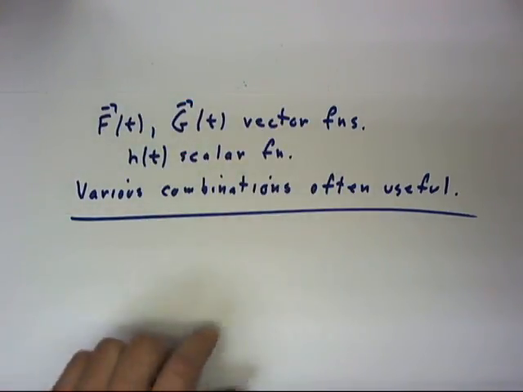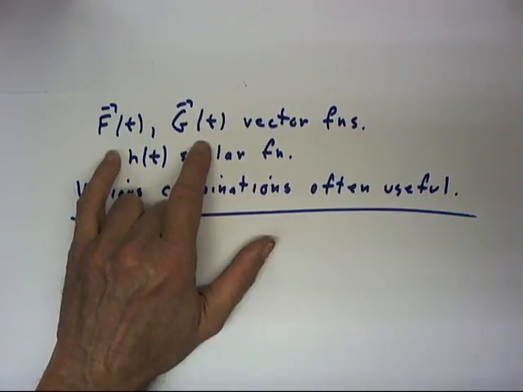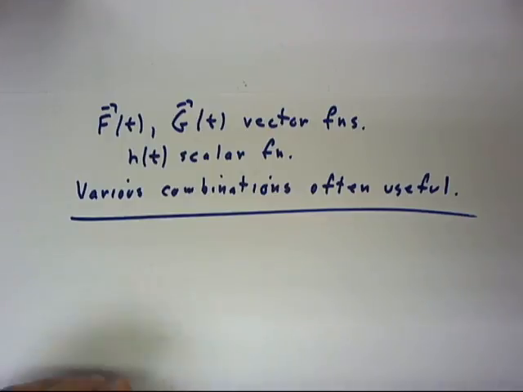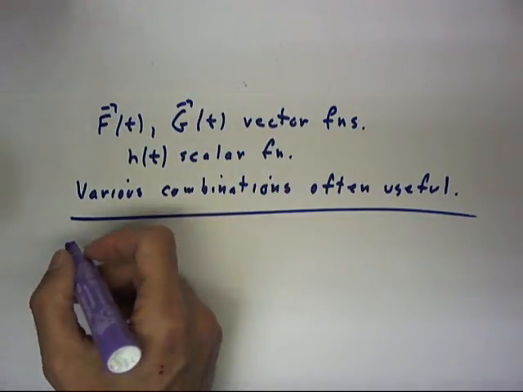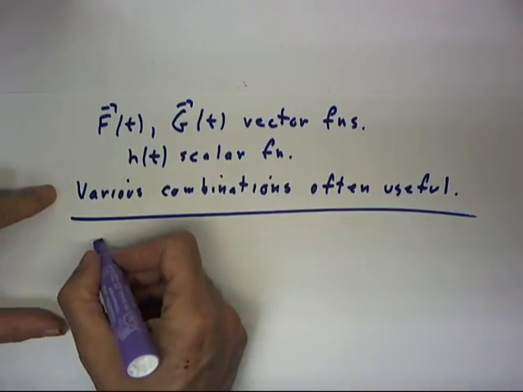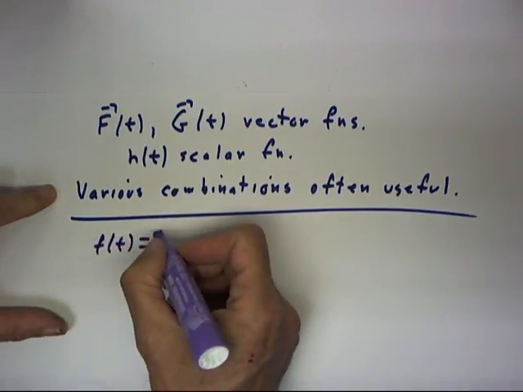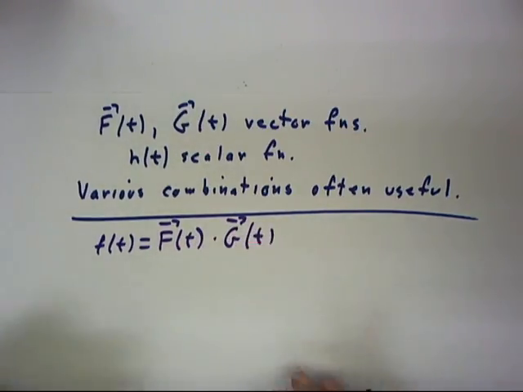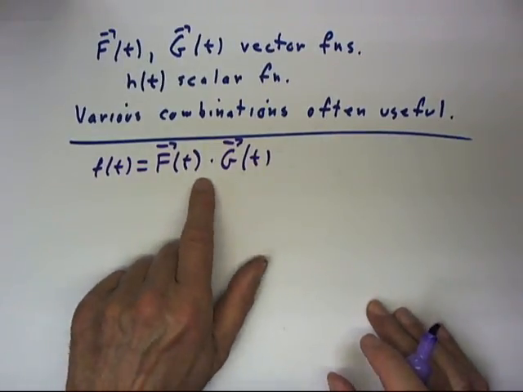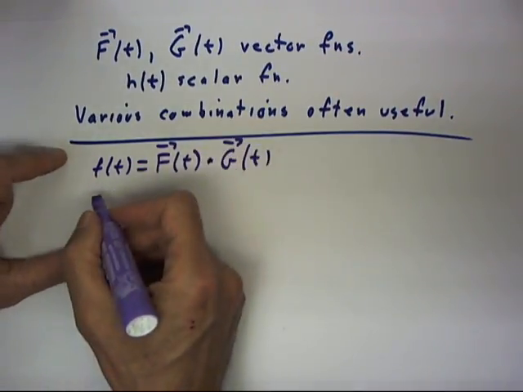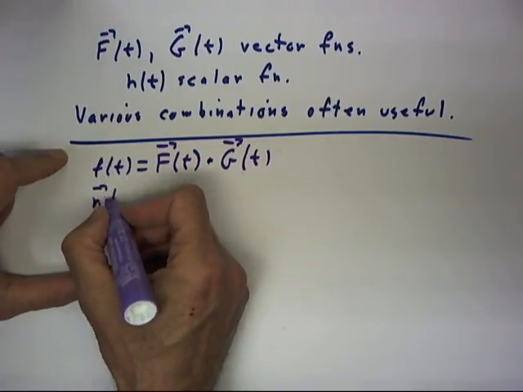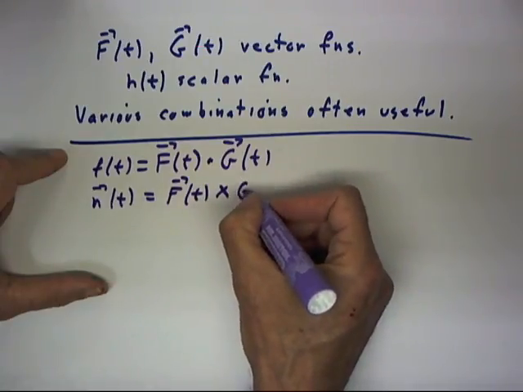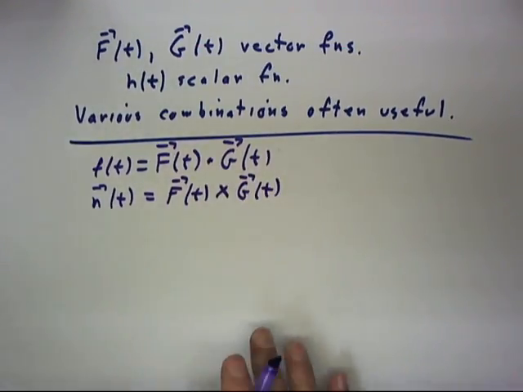We've seen now examples of why we would want to combine vector functions. We might also want to combine vector functions with scalar functions. Examples that we just looked at, we could do f of t equals f of t dot g of t, and we just saw, or at least I just stated, how we could take the derivative of this function, or n of t equals f of t cross g of t.